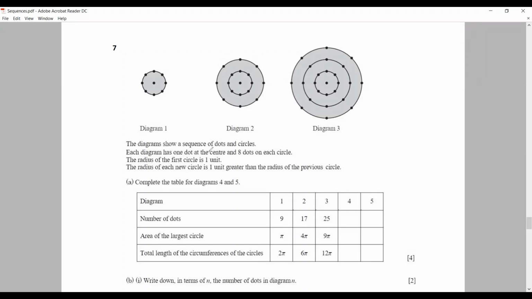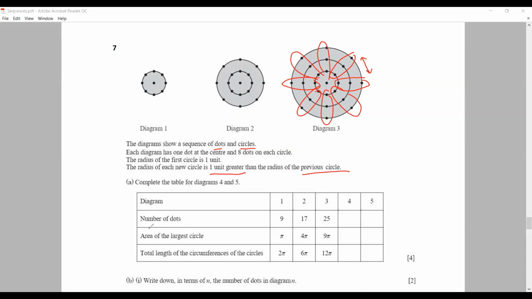Moving on to the next question, another figure, this time concentric circles. The diagrams show a sequence of dots and circles. As you can see, each diagram has one dot at the center and 8 dots on each circle. So each time you add a new circle, which of course is a bigger circle, the number of dots doesn't change. Each circle has basically 8 dots, so they just get further apart, meaning the circumference and the area of the circle are getting bigger and bigger. The radius of each new circle is 1 unit greater than the radius of the previous one.